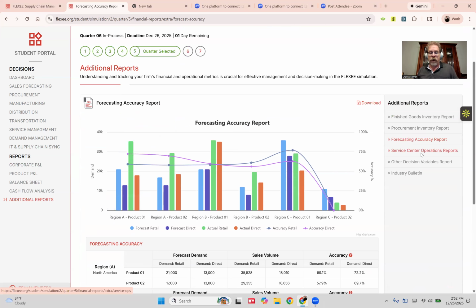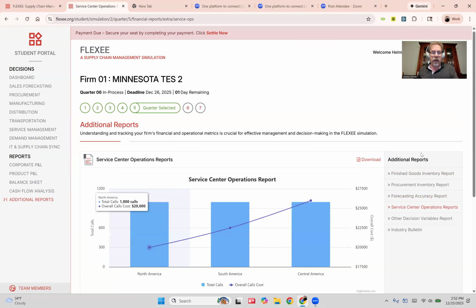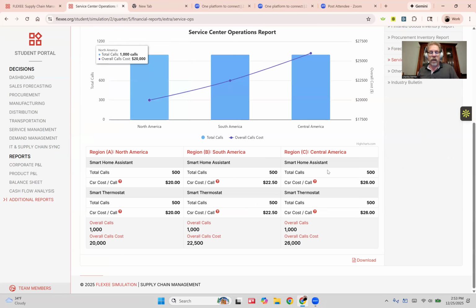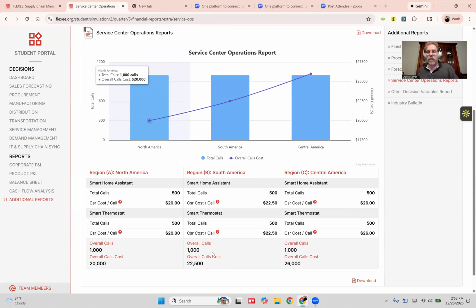Service center is a very straightforward picture. Here is the number of calls that you took, the cost per call for each of the products, how many calls you took, and what you spent overall. So you can correlate what that did to impact your business.